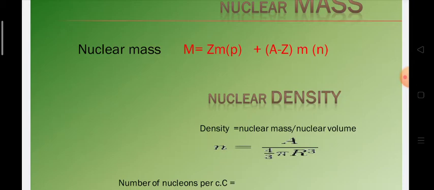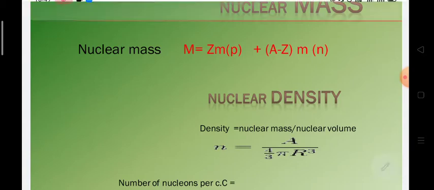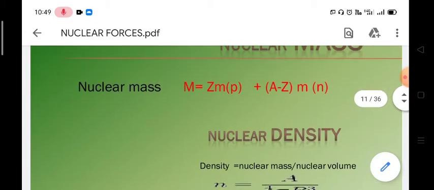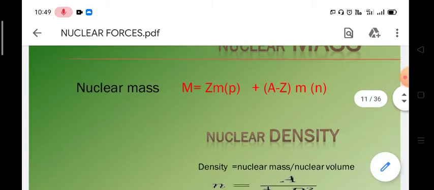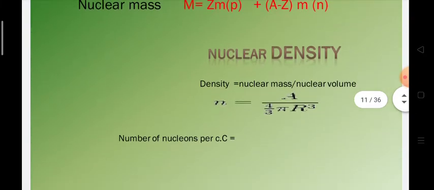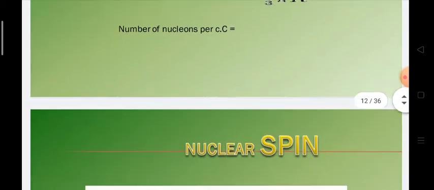Nuclear mass. How to calculate nuclear mass? The nuclear mass is always equal to, we have a formula where Z is atomic number, A is mass number, Z represents number of protons, A represents protons plus neutrons. So the total mass of the nucleus is given by Z into mass of proton plus A minus Z into mass of neutron, nothing but number of neutrons. Nuclear density. Nuclear density is always a constant and it is given by A by 4/3 pi r cube.